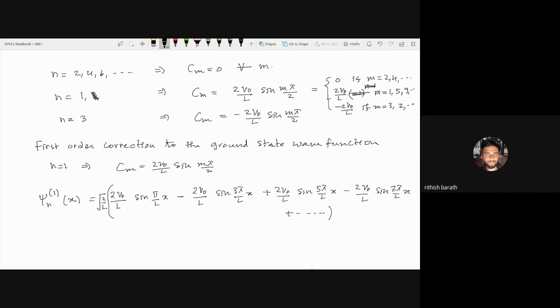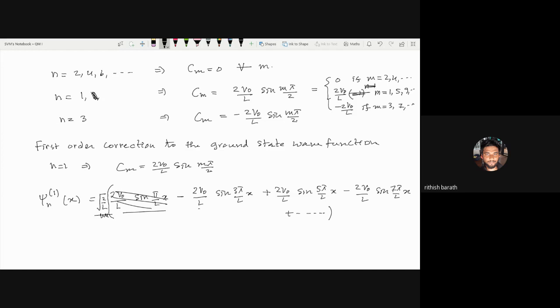Sir, you forgot Em minus En in the denominator. So that will come as an extra term. So for every term it will be different. So for that it will be En. So n is not equal to m. So that means this term will not be there. So the m equal to 1 term will not be there. Okay, so we have to try m equal to 2 onwards.